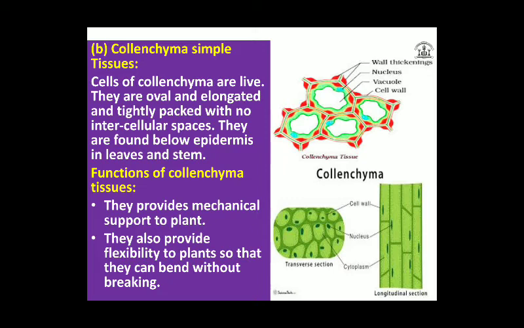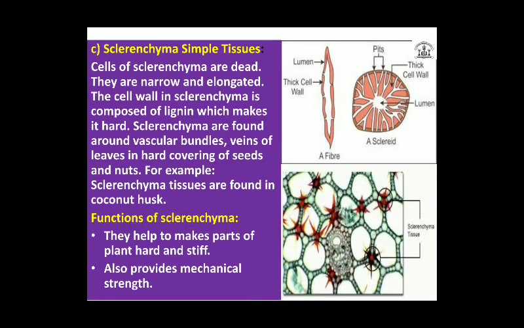Next we'll see the next simple tissue, that is sclerenchyma. This tissue is nothing but dead tissue. In trees, the outer part is nothing but sclerenchyma, so the outer part is covered with dead tissues. These tissues are narrow and elongated.